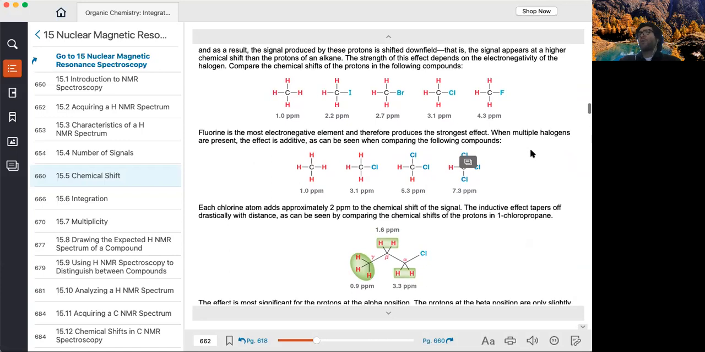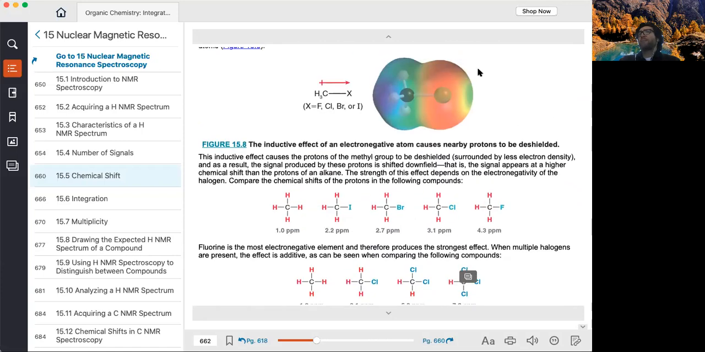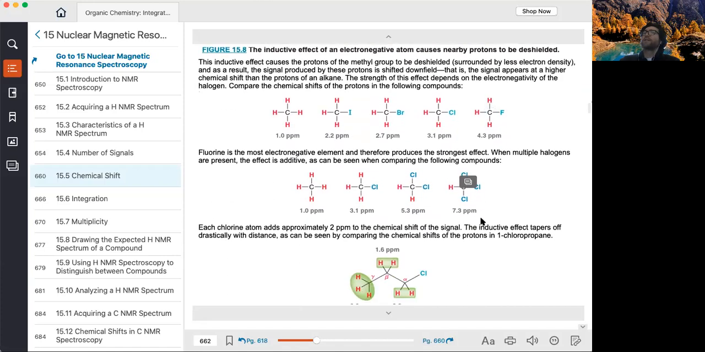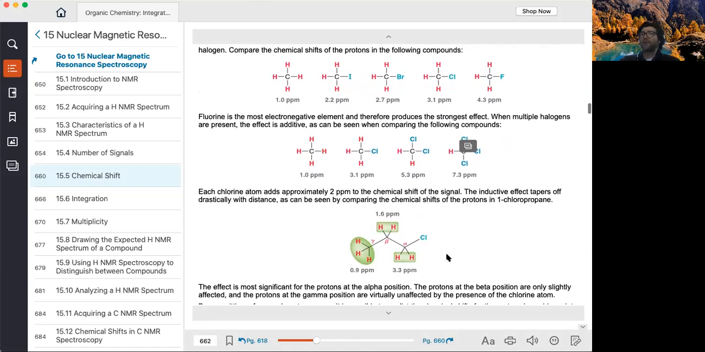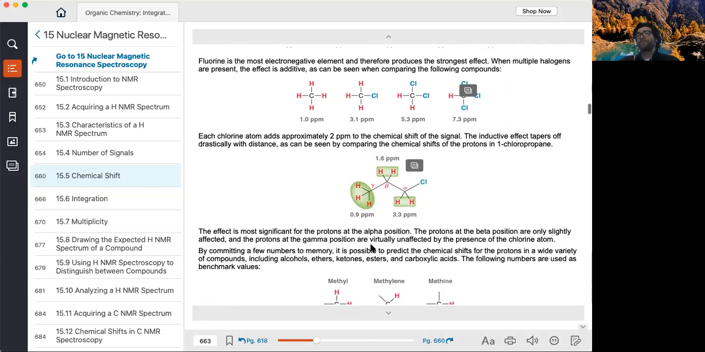While these dipole effects govern the alpha carbon positions, they don't really extend past the alpha carbon. Because you see here in this 1-chloropropane molecule, the alpha carbon's protons are shifted to a much farther downfield position, but the beta protons are not. They're only about 1.6, and the gamma protons aren't really touched.